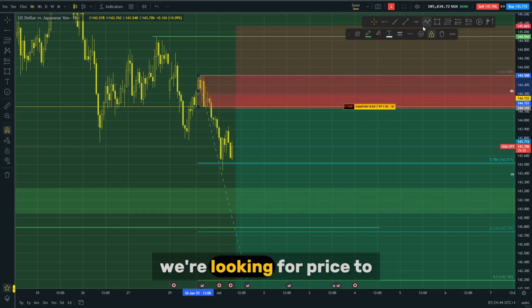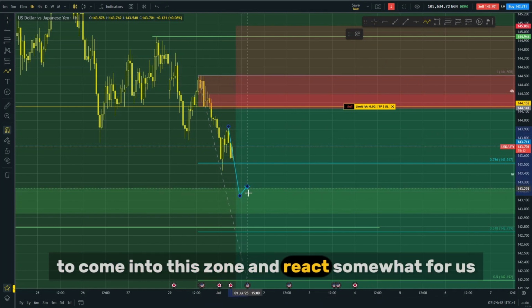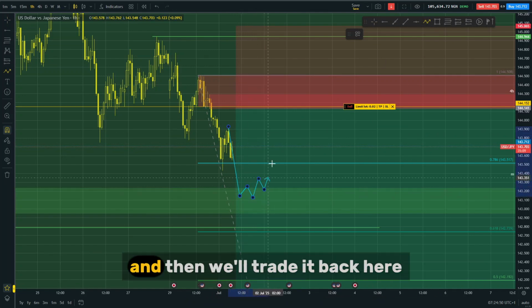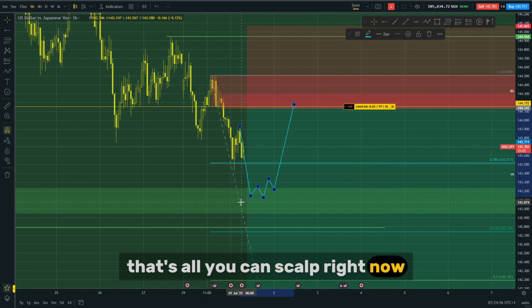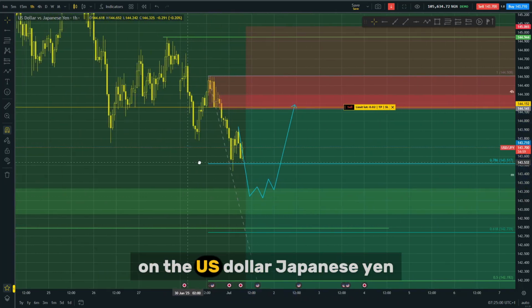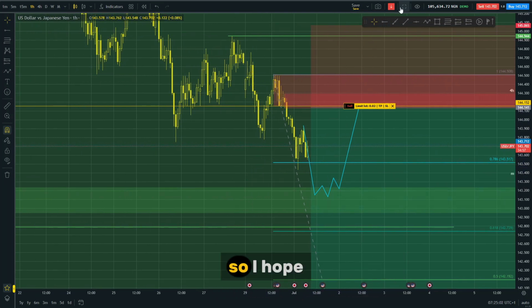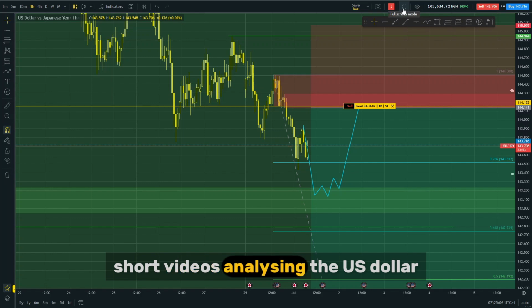So what are we looking for? We're looking for price to come into this zone and react somewhat for us, and then we'll trade it back here. So that's the scalp, that's all you can scalp right now. Basically, this is the best scalp you can have right now on the US dollar, Japanese yen.